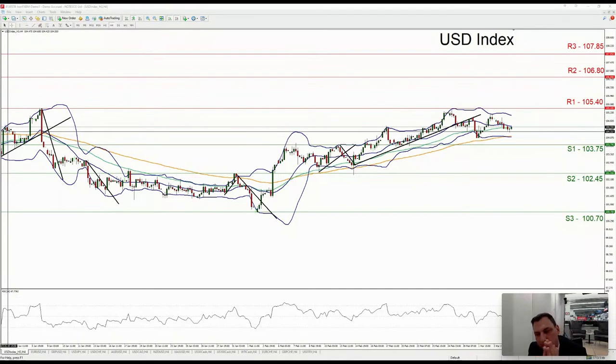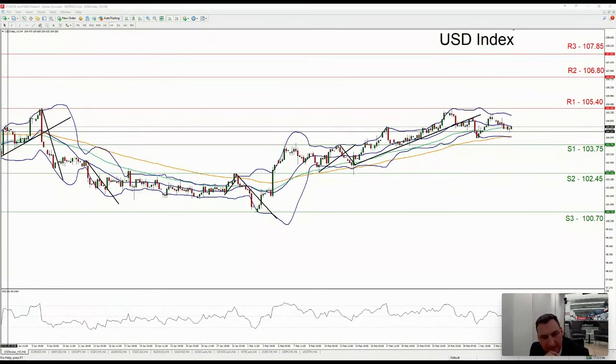On the other hand, we have to note here that for the NFP figure to drop from 517K to 200K, it's a very wide drop. And the figure as such may not drop as expected. It may drop, yet it may land at a position higher than the expectations of 200K, in which case we may see the market repositioning itself and actually supporting the US dollar.